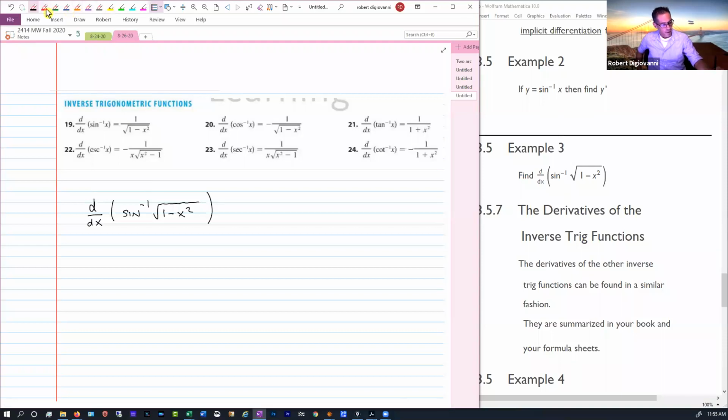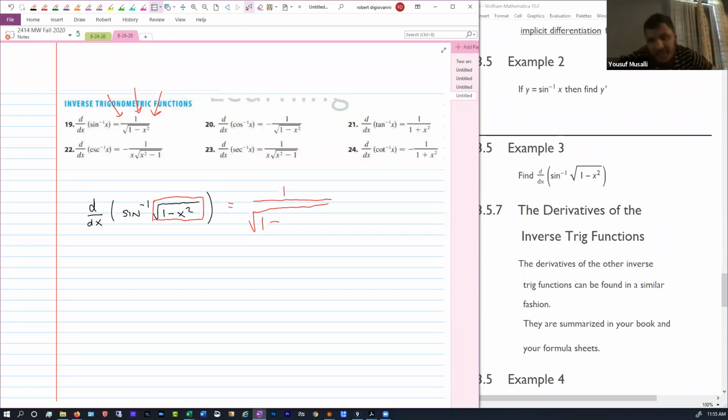We have arcsine of something. So the derivative of arcsine of something should be equal to 1 over the square root of 1 minus, so I'm just using this formula right here. But what comes next? Because I'm not taking the derivative of arcsine of x, I'm taking the arcsine of all that square root of all that stuff. So you substitute that into the equation, into x? Yes. So we're actually going to replace the x with all of that stuff.